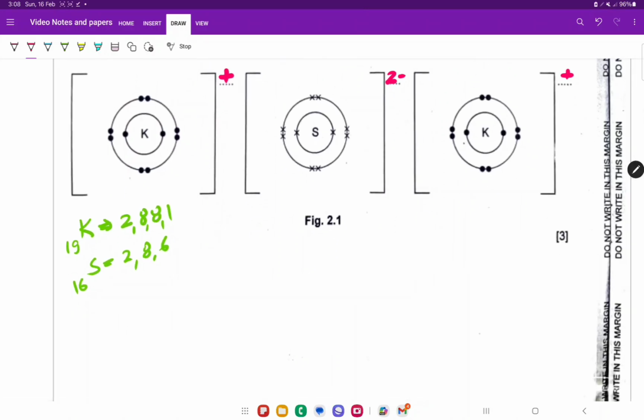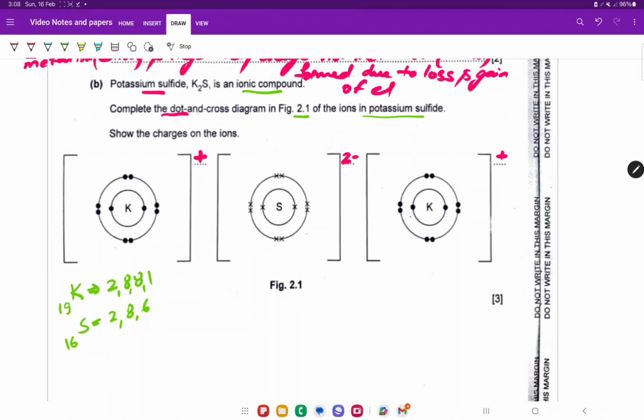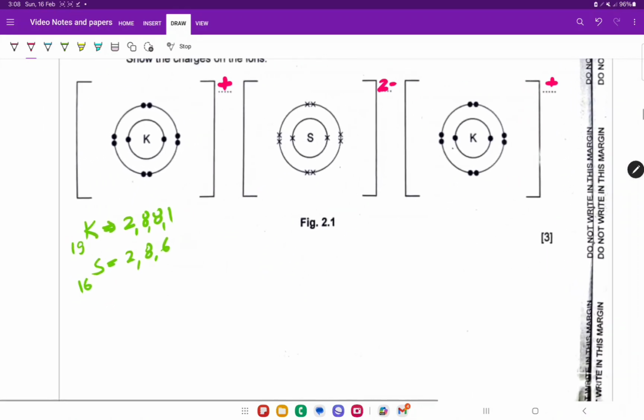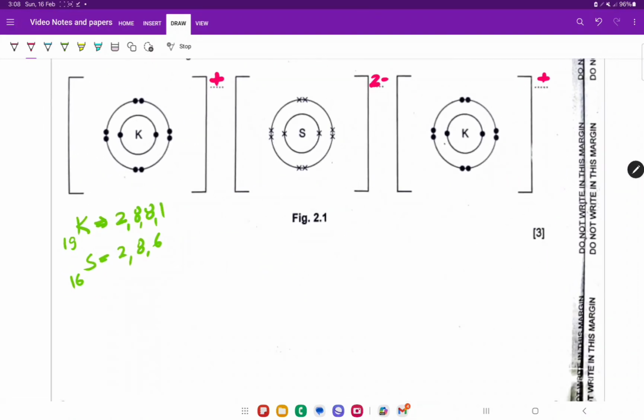Now I have to complete this. It says complete the dot and cross diagram in this figure and show the charge on the ions. The charges will be plus 1 and minus 2. If I have to complete this diagram, then I have to draw one more circle, one more orbit around it. As the electron will be lost because of K plus ion formation, only 8 electrons will be present in the outer shell: 2, 4, 6 and 8. These are the K plus ion shells.